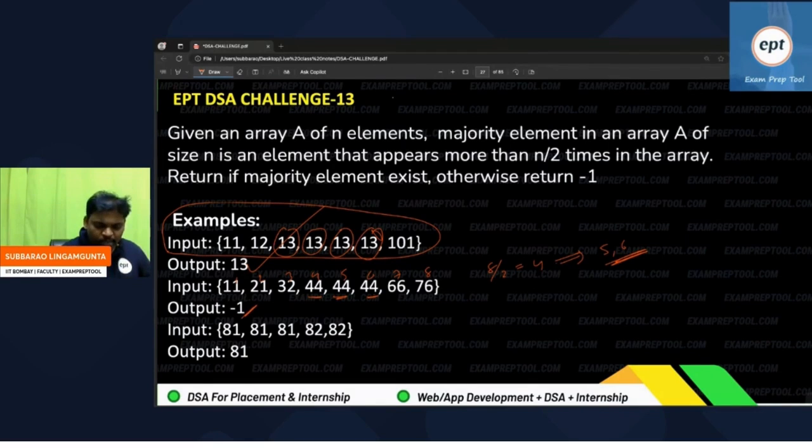Next one, similarly like this. I think here 5 people. 5 by 2 is 2.5. More than 2.5, maybe 3. Is anyone repeating 3 times? Yes. So the majority element exists. So we have to find it out. This is the challenge we gave yesterday. Let's see the answer for this. I hope you tried it. Let's see the answer.